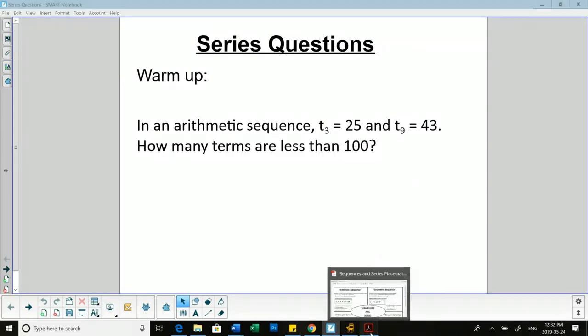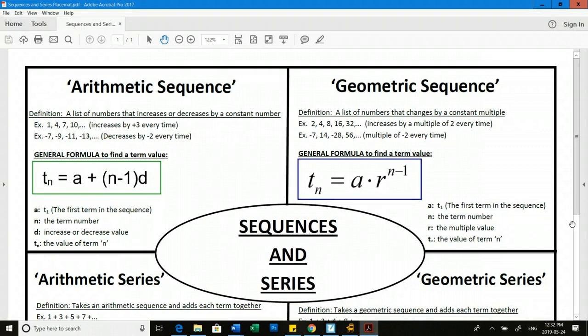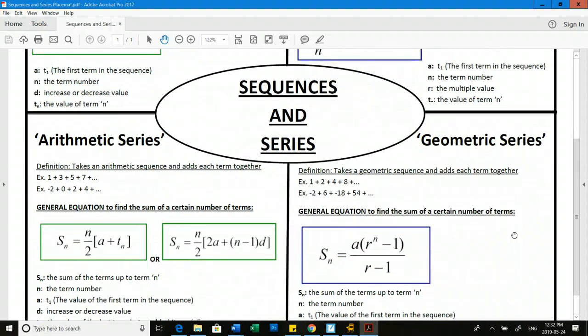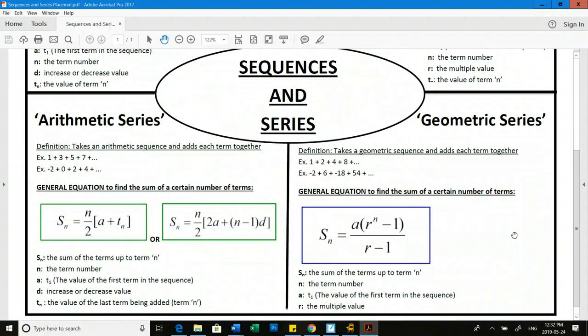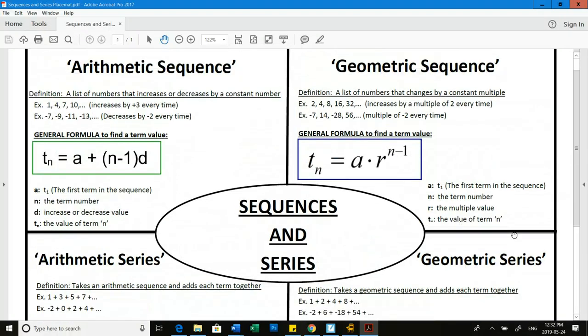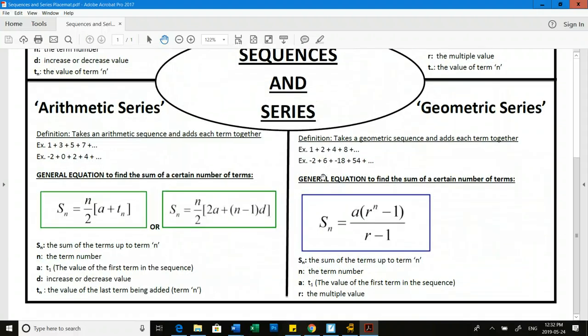I also have a little document which I will post up for you guys. It's essentially a summary of sequences and series, and it has your formulas and what each thing means, and then a definition and example of each. Hopefully that will be helpful to you guys, but these are the main formulas that we're looking at for our lesson today.